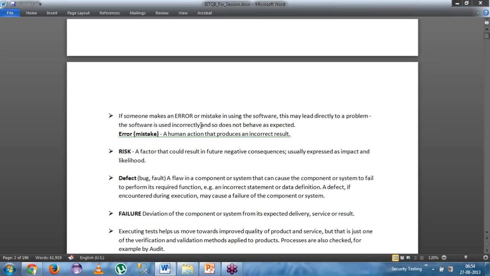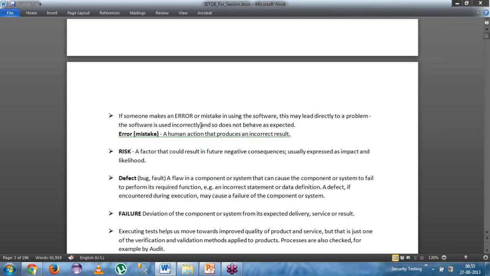We will also have to understand what a defect is. As testers, we need to understand what a defect is. We might have known this in the past, but we need to understand when a defect arises. A flaw in a component that can cause the component or a system to fail. An incorrect statement or a data definition, when you detect this problem in the test execution phase, is known as a defect, bug, or fault.